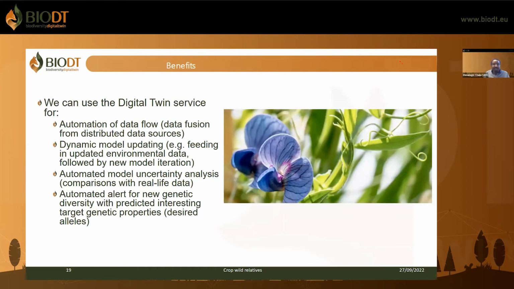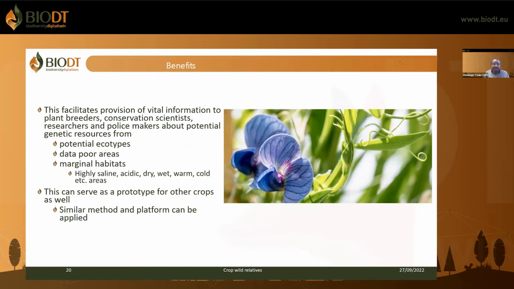So we use the digital twin service for automation of data flow, data fusion from distributed data sources, both occurrence and genetic data, for dynamic model updating, feeding in updated environmental data followed by new model iteration, for automated model uncertainty analysis, that's comparison with the real life data, and for automated alert for new genetic diversity with predicted interesting target genetic properties or desired alleles.